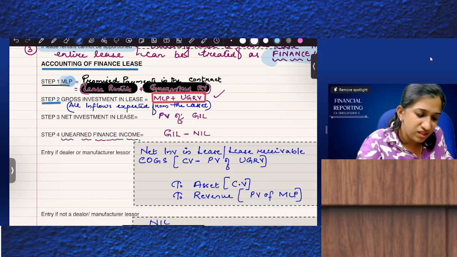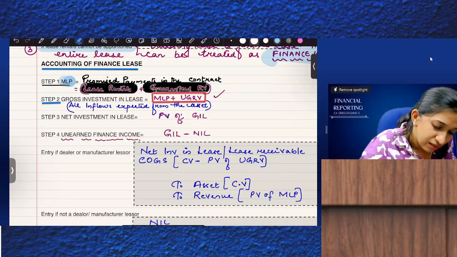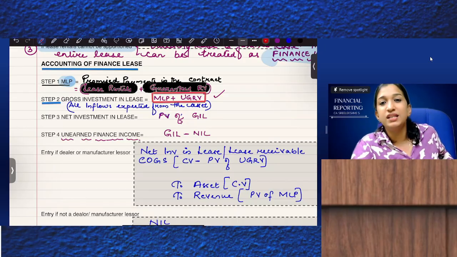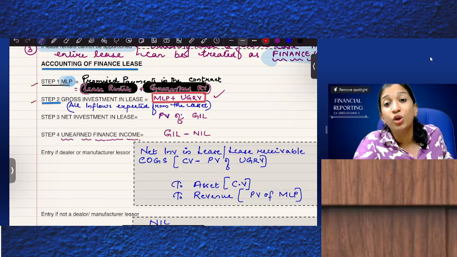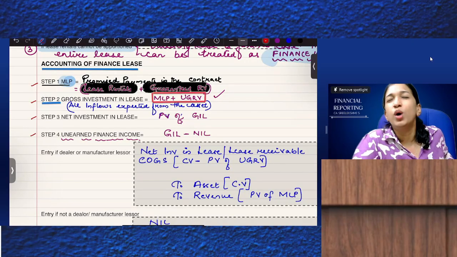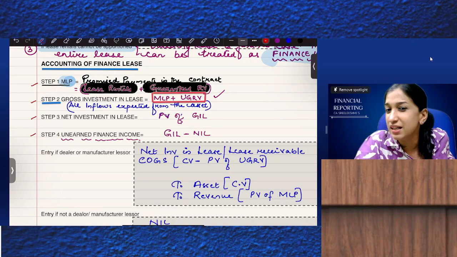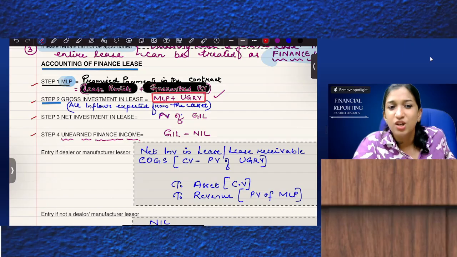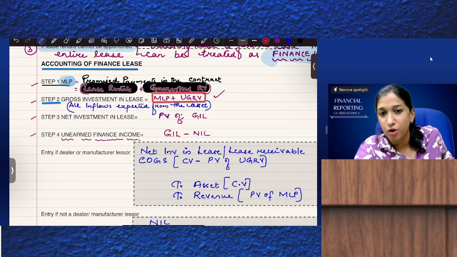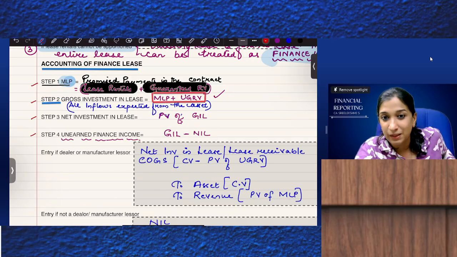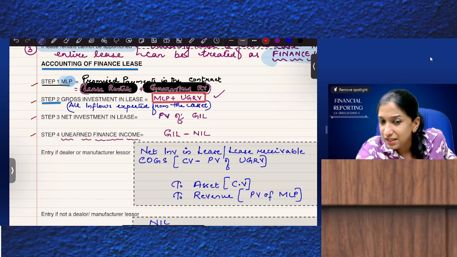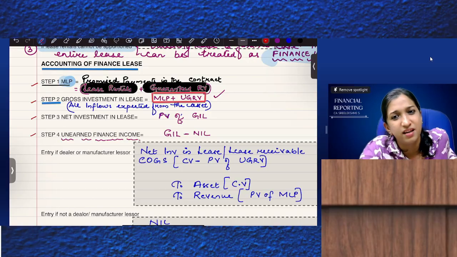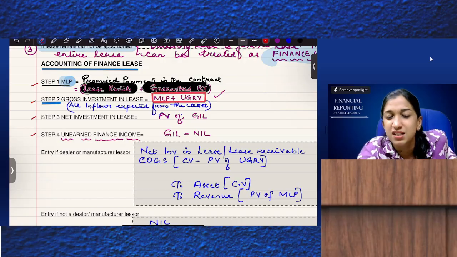So first we need to study these points. What is MLP? What is gross investment in lease? What is net investment in lease? What is unearned finance income? Because throughout we'll see these points. What is MLP? Promised payments in a contract. In a contract, what are the payments which are promised to be paid by the lessee to the lessor?